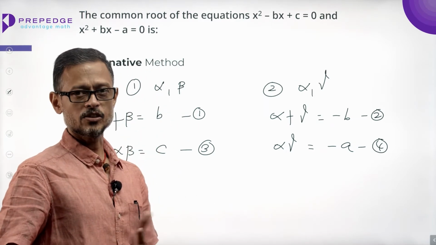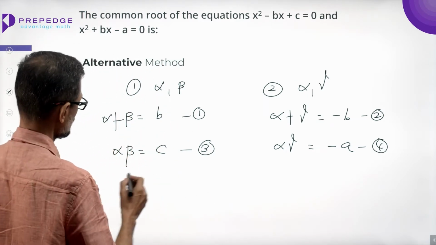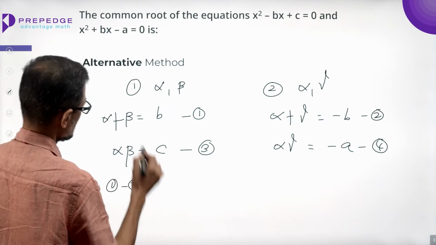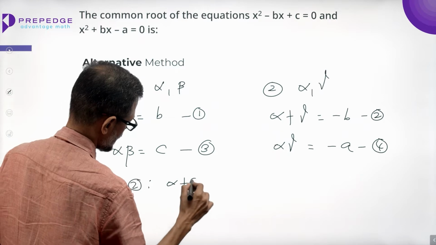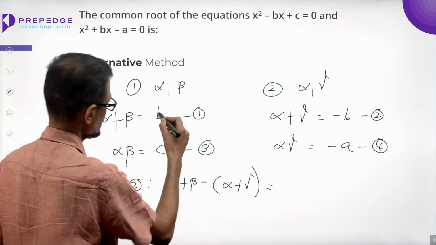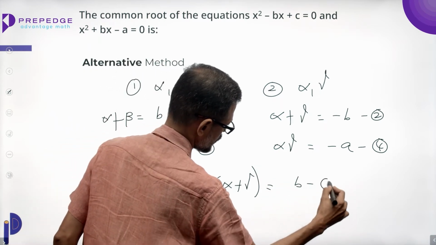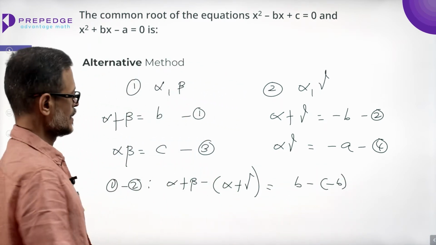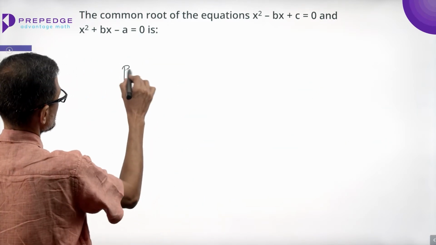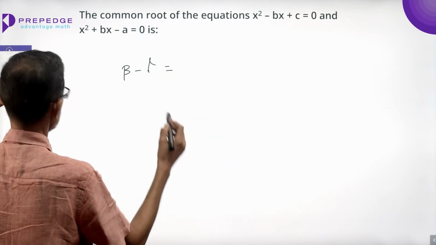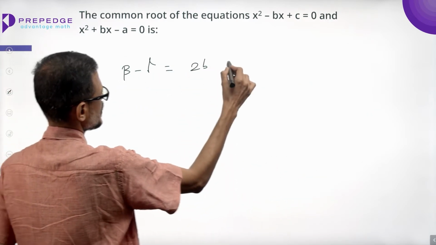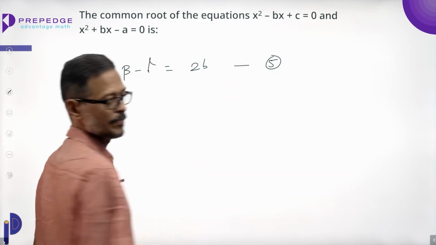Equation 1 minus equation 2 பண்ண போறோம். Second equation first ல subtract பண்ண போறோம். So if I subtract the second equation from the first one, 1 minus 2, left hand side என்ன இருக்கும்? Alpha plus beta minus alpha plus gamma. This is equal to b minus of minus b. So alpha gets cancelled with alpha. You're left with beta minus gamma. Beta minus gamma is equal to b minus of minus b, which is equal to 2b. இதுக்கு ஒரு equation number கொடுத்துக்கலாம், 5 ன்னு எடுத்துக்கலாம்.